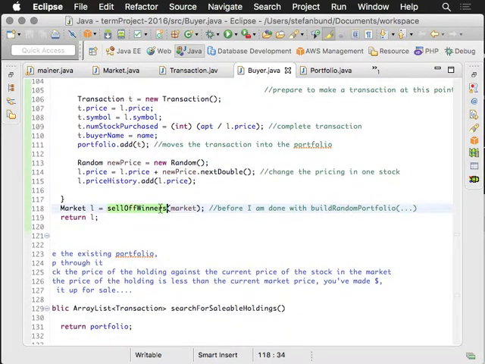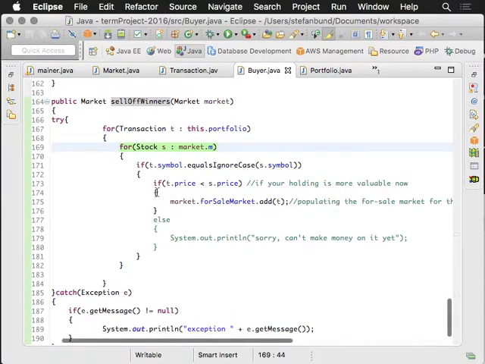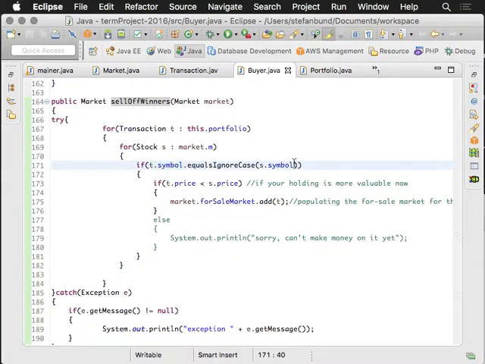Then if you sell off the winners based upon the values in your copy of the market, you're going to say for all the transactions in your portfolio, go ahead and search the market. If the symbol in your transaction equals the symbol within this market, and the price in your transaction is less than the price in the market, then go ahead and add your transaction to the for sale market. And that's an important move that will create the for sale market for the first time.